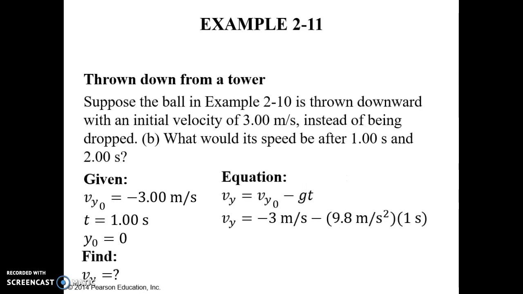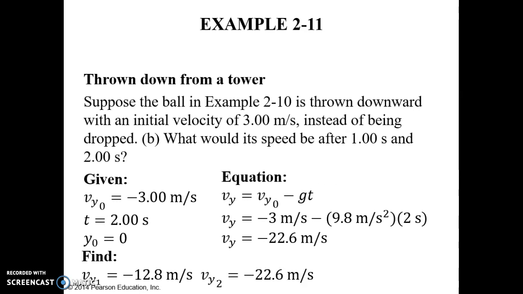And we get negative 12.8 meters per second. And then for 2 seconds, the final speed of the ball is negative 22.6 meters per second. The negative sign refers to the velocity pointing downwards, which makes sense because the ball is moving downwards.